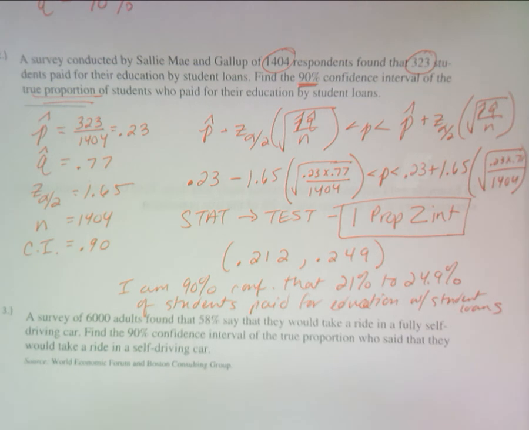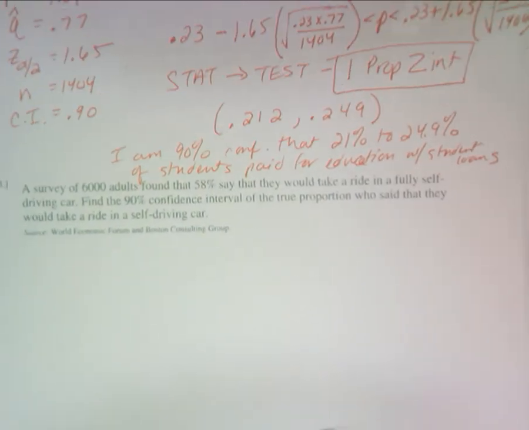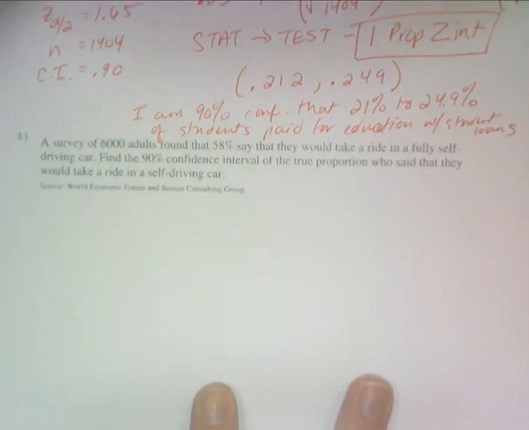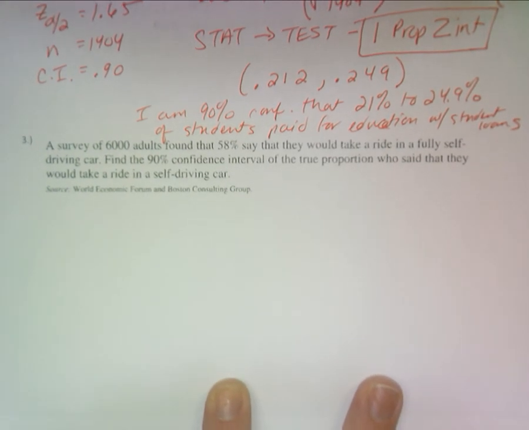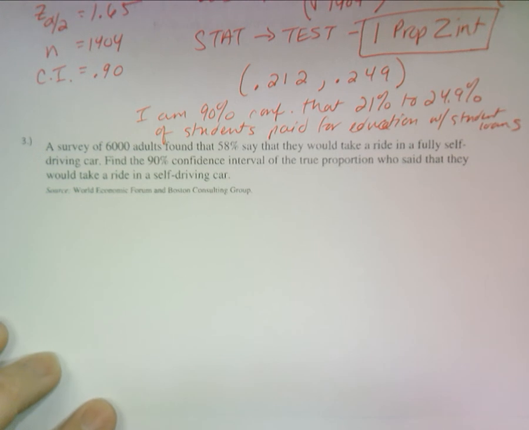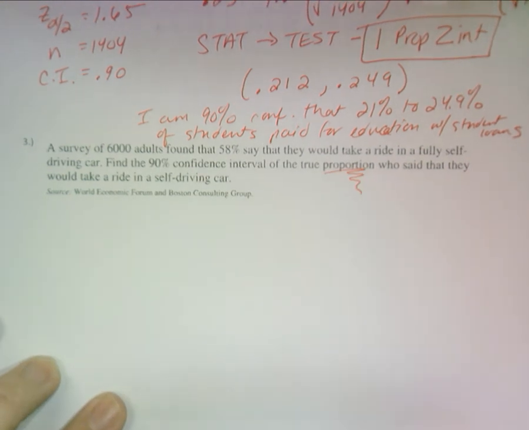All right. One more. We're done. Hopefully this is making sense a little bit. Move on up. Last one. A survey of 6,000 adults found that 58% of them say that they would like to take a ride in a fully self-driving car. Would you be one of those people? Not at all. On a Tesla? I don't know. I'm not ready. Find the 90% confidence interval for the true proportion who said that they would take a ride in a self-driving car.